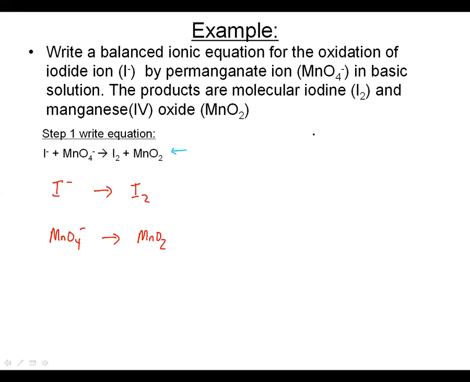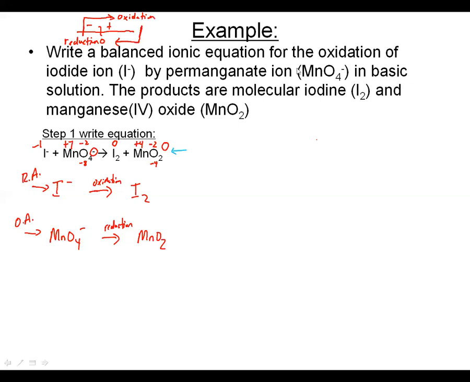Over here, our I minus is -1. Our I2 over here is 0. So again, in terms of the I, we are going from -1 to 0, which is oxidation. And for the Mn over here, it's going from plus 7 to plus 4, which is reduction, so MnO4 minus is the oxidizing agent. Any questions on that? The chat box kind of disappeared on me here. There it is. Okay.